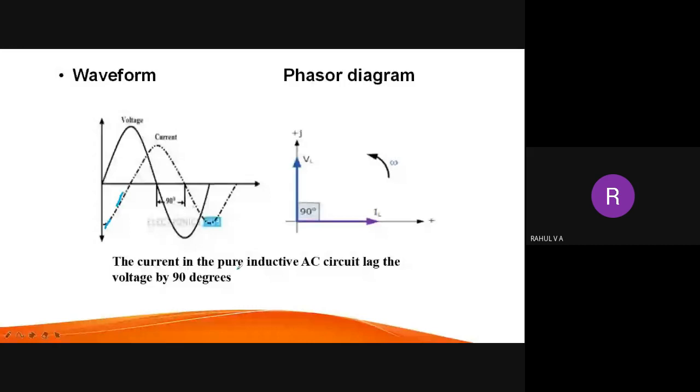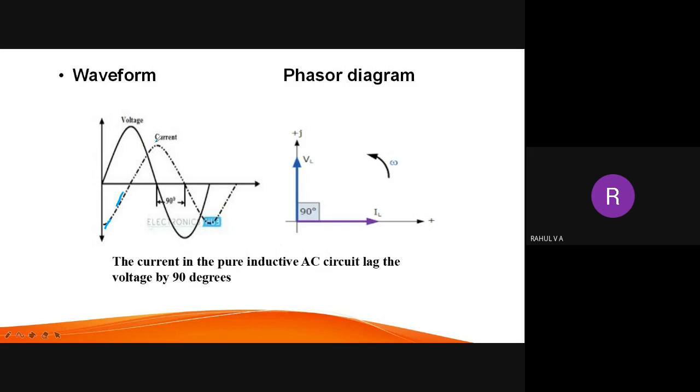It is lagging by 90 degree because it is a pure inductor. If it is not a pure inductor, it will be lagging by some other angle, not exactly 90 degree, less than 90 degree, any angle from 0 to 90. So there is a difference between voltage and current waveform because of the inductor. When a pure inductive circuit is applied, the voltage is leading and current is lagging.